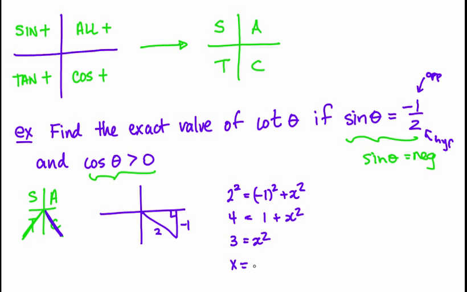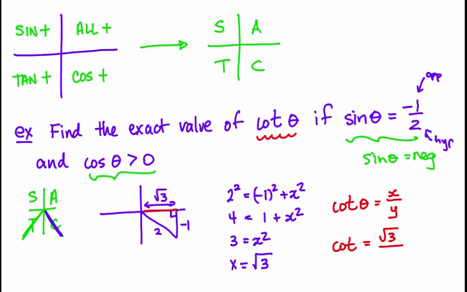So x is positive or negative root 3, but I'm in this direction, where the x value is just positive, or it's a length, so it's the square root of 3. So now I have that missing side, and now I can do my last step, which is, what is cotan? By the definition, cotan is the reciprocal of tangent. It's x over y, so I need to know my x value, root 3, and my y value, -1, and so the exact value of this ratio of the angle is negative the square root of 3.